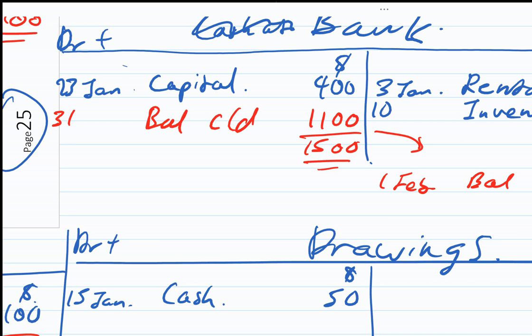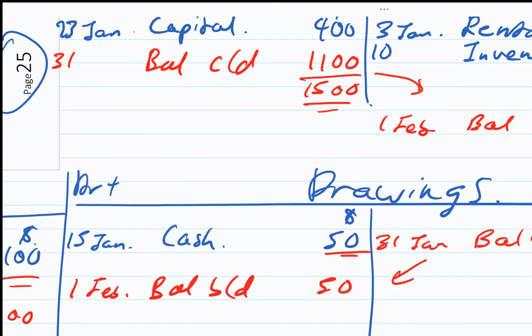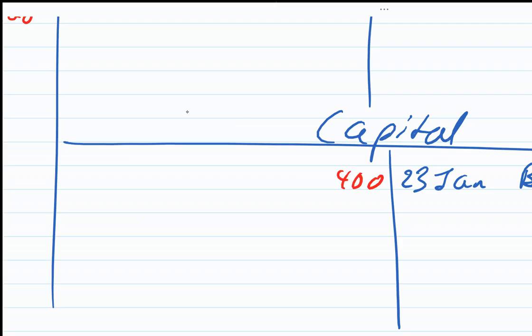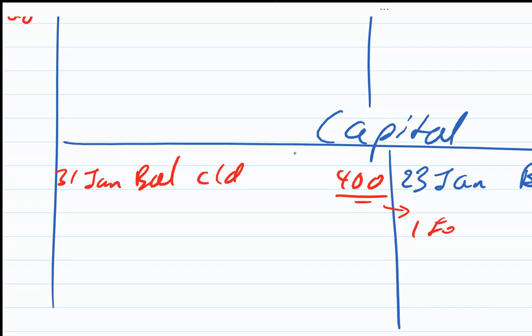Drawings, likewise, same thing. 31st Jan, carried down, and then after that what? Bring down to the next day, and the next day is 1st of Feb, brought down 50. And capital here, same thing, 400, carried down 31st of January. Then your closing balance you bring down. So 1st of Feb you have balance brought down 400. Not too bad. I think so far so good. It's not too complicated.